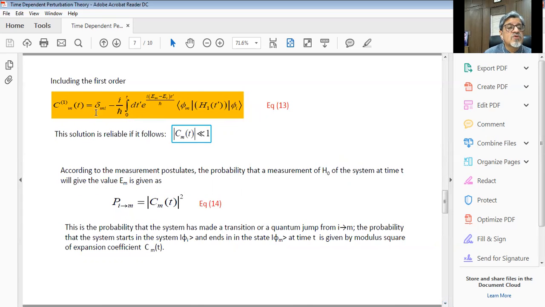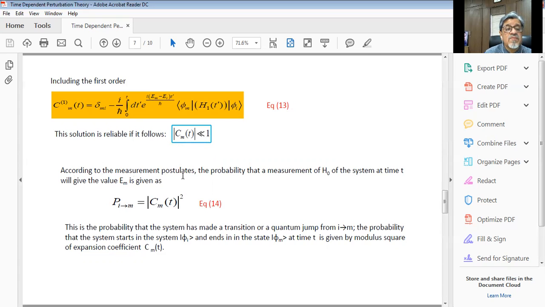Now including the first order, C1m(t) is equal to delta mi, where i is the initial condition, minus i divided by h-cut, integral from 0 to t dt prime, e to the power i (Em minus Ei) t prime divided by h-cut, bra phi m, H1(t prime), ket phi i. That is equation 13. Now this solution is reliable if modulus Cm(t) is very, very less than 1.